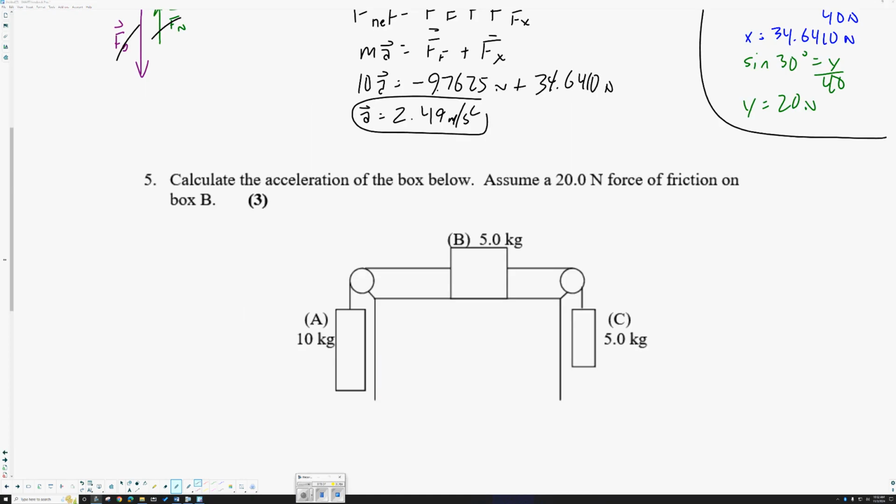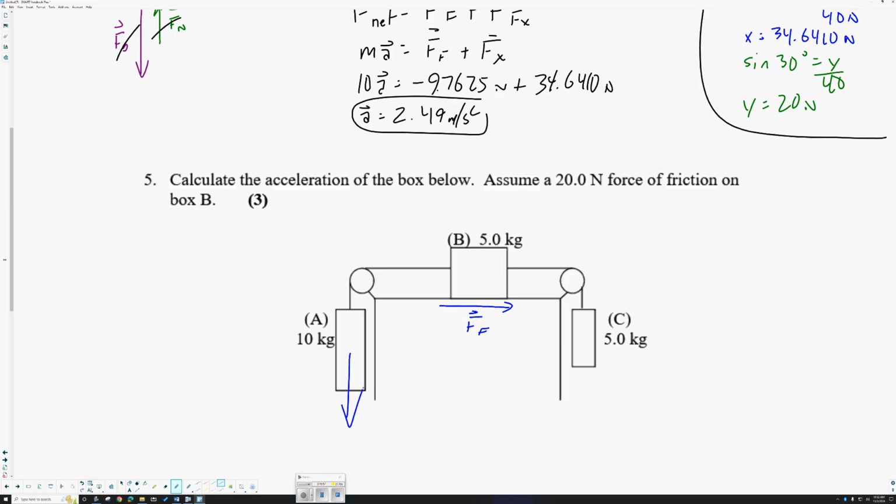Question number 5. What's the acceleration of this box? There's a force of friction acting of 20 newtons. Which way is that friction going to act? If the mass A is bigger than the force of friction, it's going to move to the left. That means the force of friction is going to act to the right. Okay.